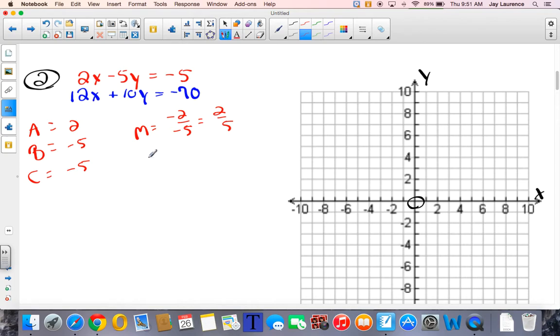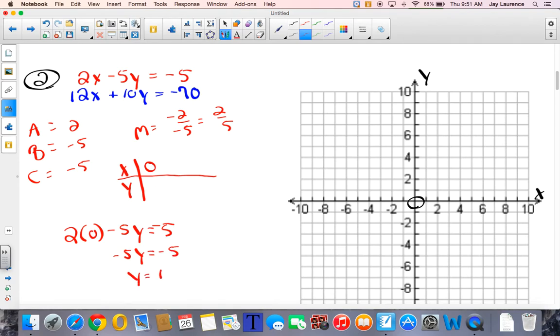Okay, the y-intercept, I think, will be the pretty one to find. So for the y-intercept, how do I know? Because -5 goes into -5. I'm going to plug 0 in for x. So I'm going to get 2 times 0 minus 5y equals -5. And then -5y equals -5. y will equal 1. So the y-intercept is at (0, 1).